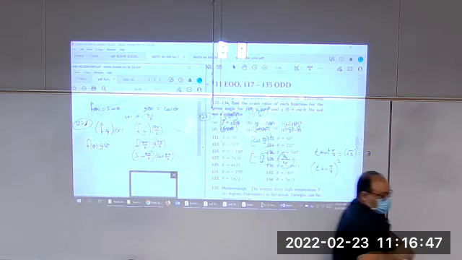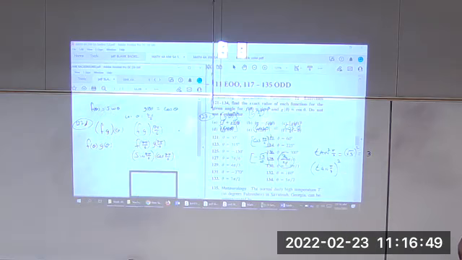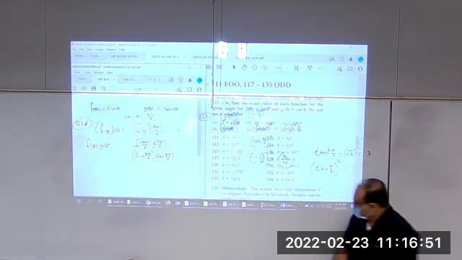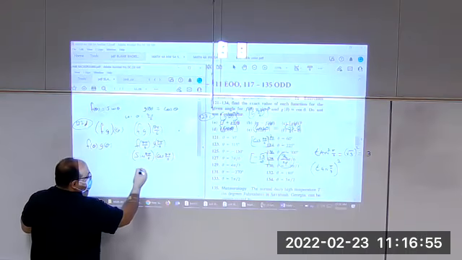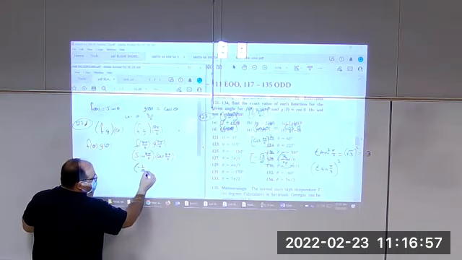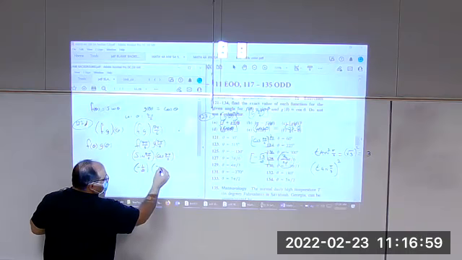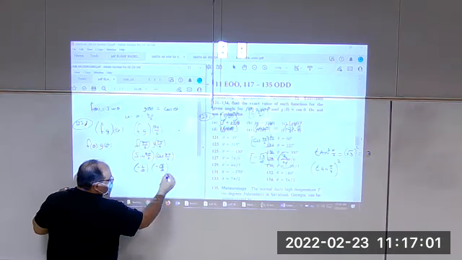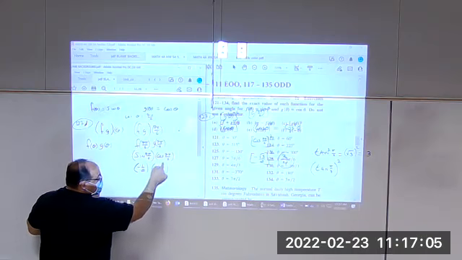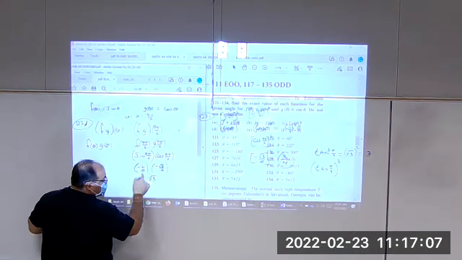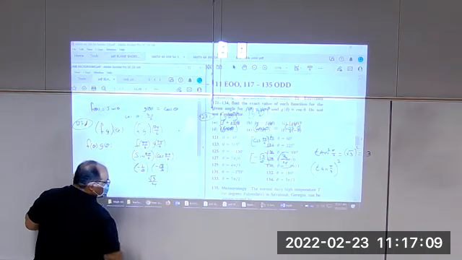Because it's in quadrant 3, they're both going to be negatives. Again, this is negative 1/2. This is negative square root 3 over 2. Negative times a negative is a positive. 1 times square root 3 is square root 3. 2 times 2 is 4.